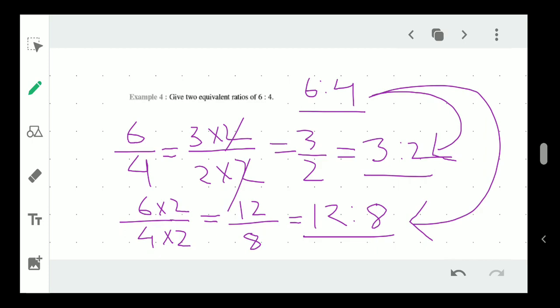So this is how you can do it. Either you can split and do cancellation and simplify the ratio, or you can multiply the same thing up and down, with the numerator and denominator, and you get another ratio that will also be equivalent. So to find an equivalent ratio, either you can simplify or you can multiply the same thing on both sides. So this is it.